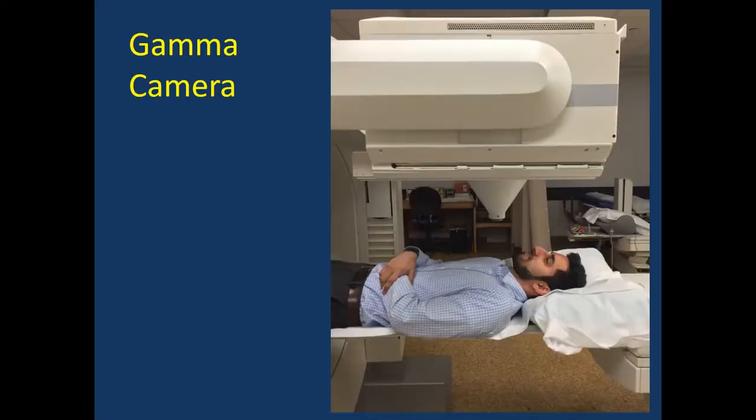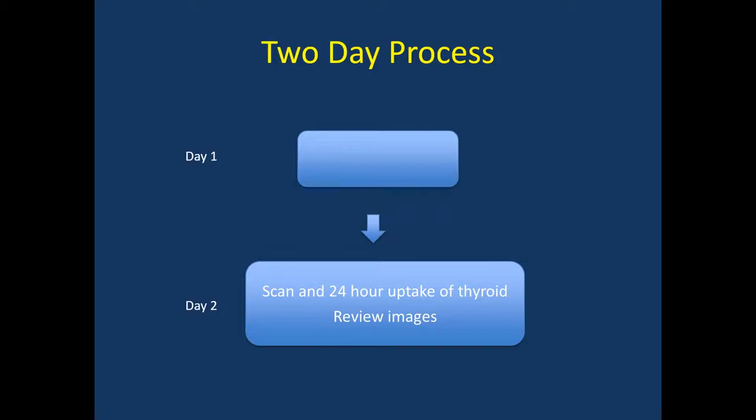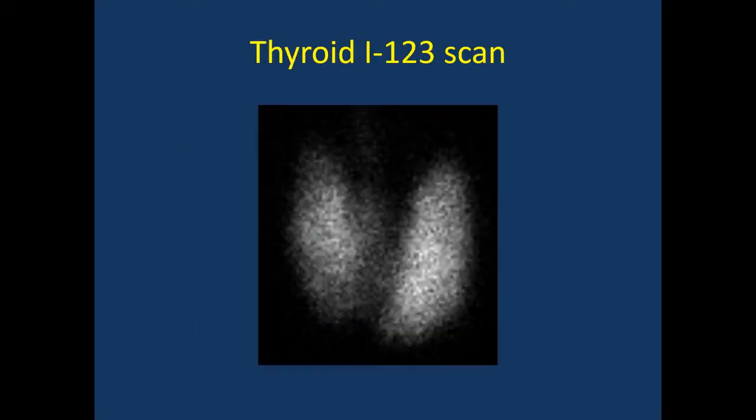This is the gamma camera we will use to perform your iodine-123 thyroid scan, which usually takes about 15 to 30 minutes. After the scan, one of our IU physicians will review the images and the amount of iodine your thyroid takes up. This will confirm the cause of your hyperthyroidism and allow for the calculation of an appropriate dose of iodine-131 for your treatment. This is an example of an iodine-123 thyroid scan in a patient with Graves' disease.